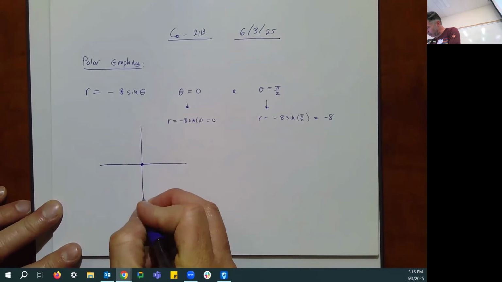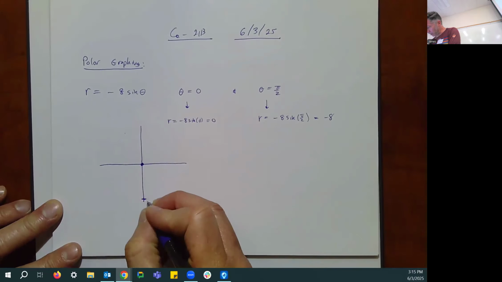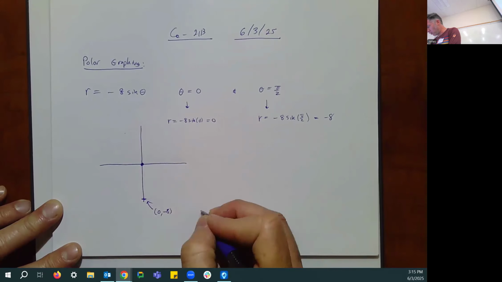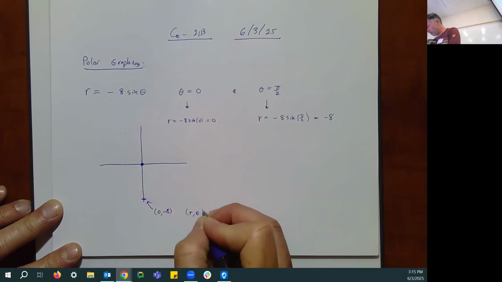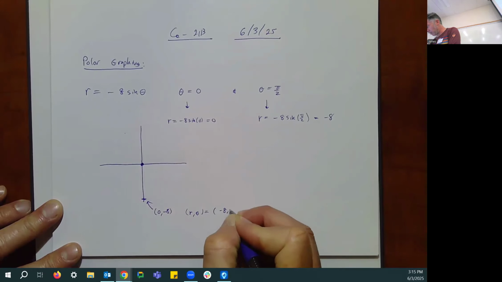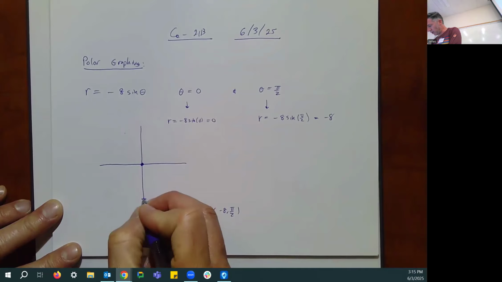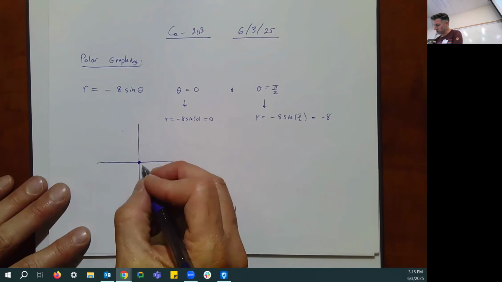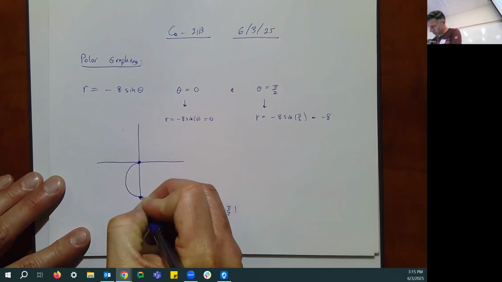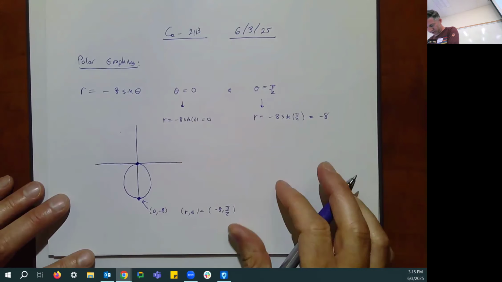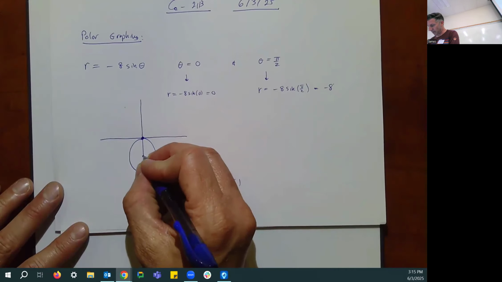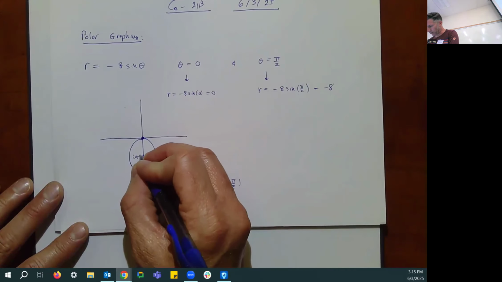So we're really down here at the rectangular coordinate (0, -8), or the polar coordinate (r, theta) equals (-8, pi over 2). And those are the ends of a diameter of your circle. So if it's a circle, your circle is centered halfway between the points, at (0, -4).